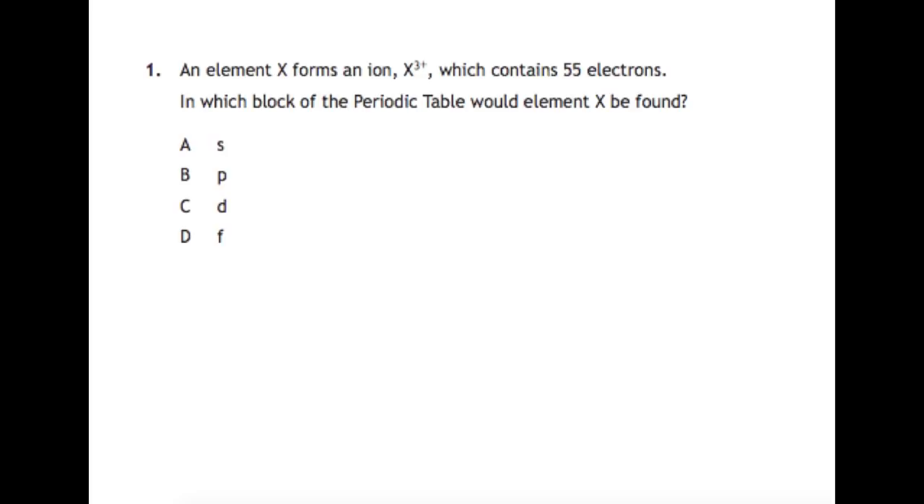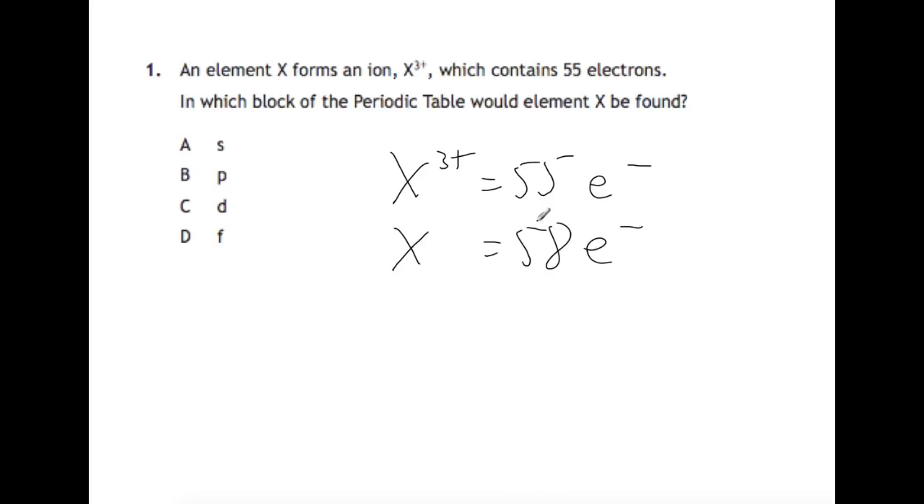So here's looking at question 1. We have an element X and it forms an ion X3+, which contains 55 electrons, and we're to find which block of the periodic table that X would be in. So if X3+ has 55 electrons, then X must have 58 electrons as it's lost 3 electrons. If you then look up number 58 on the periodic table, you'll find that that is cerium.